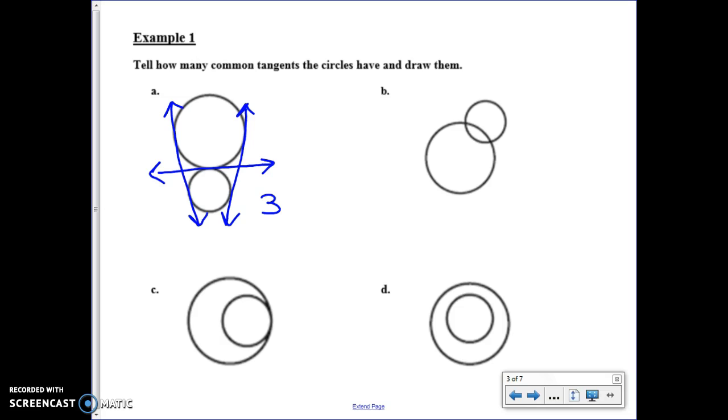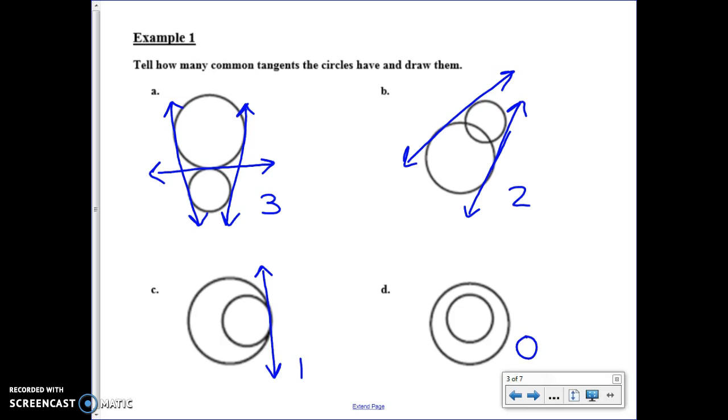For B, we still have those ones along the side, just like on A. But I don't have any going through, so this one only has 2. For C, I only see the tangent line where these are touching here in one spot. So 1. And then for D, there's nowhere that I can draw one line where it's touching both circles at only 1 point. So this one has 0.